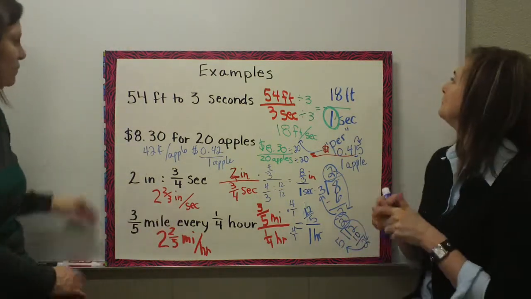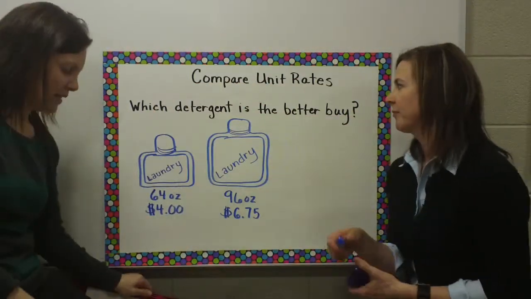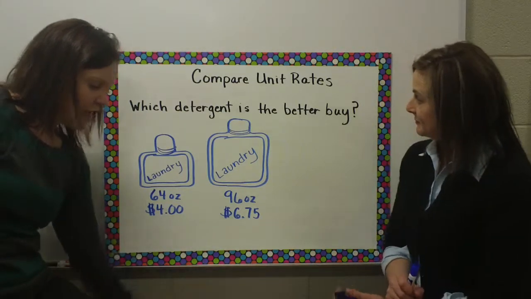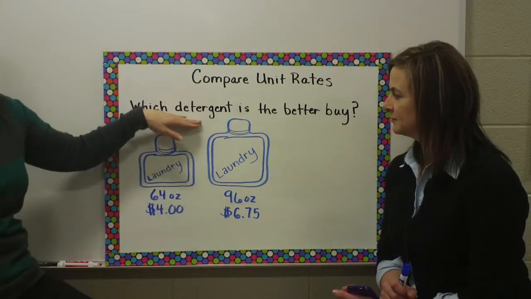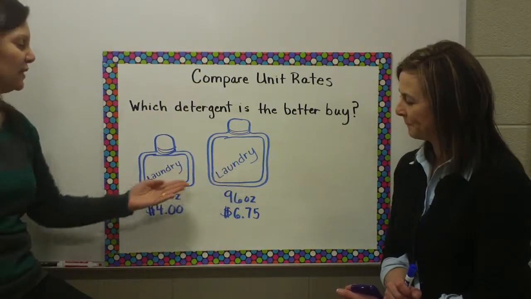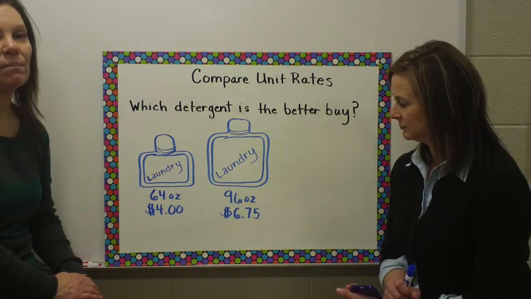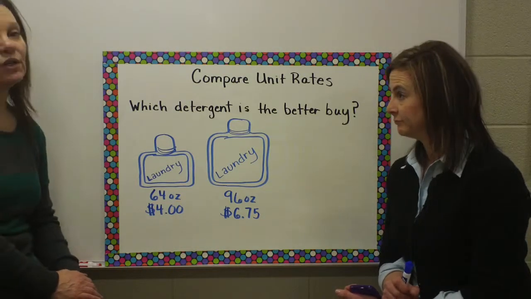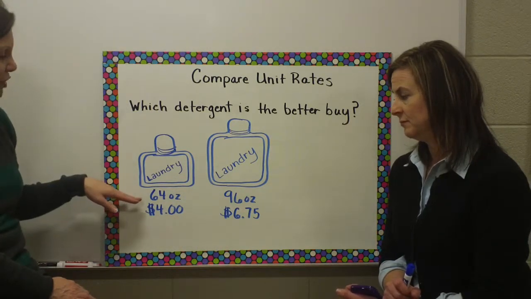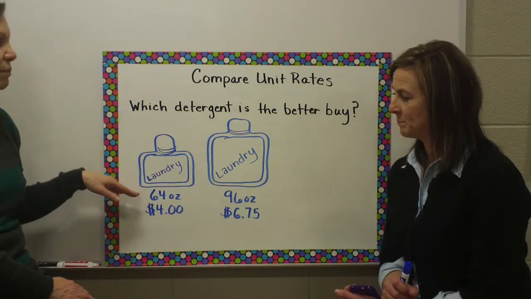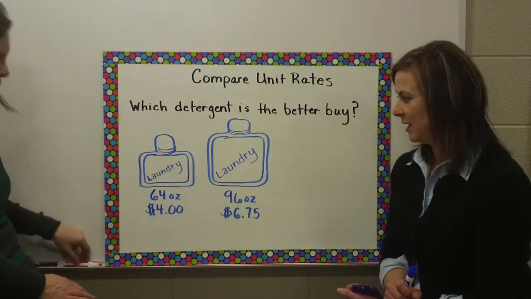All right. And last, we have comparing unit rates. So if you are shopping at the store and you come across an item you want to buy, for here we have detergent, and they come in different size containers, well, which one should you purchase? What would be the better buy? So if you figure out your unit rates, you can compare prices. So I want to know how much I am going to be paying per ounce for this item, and then I can compare the two.